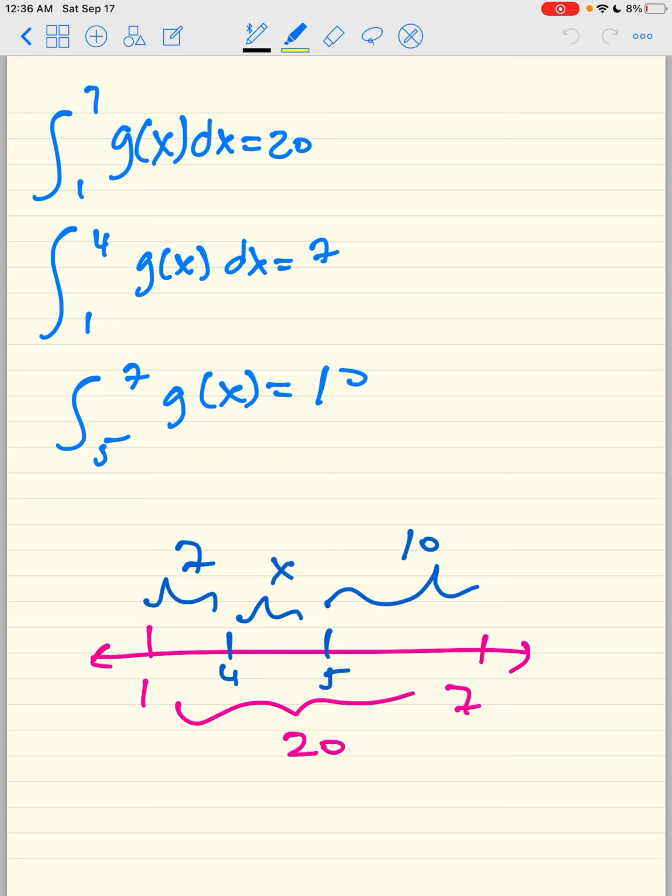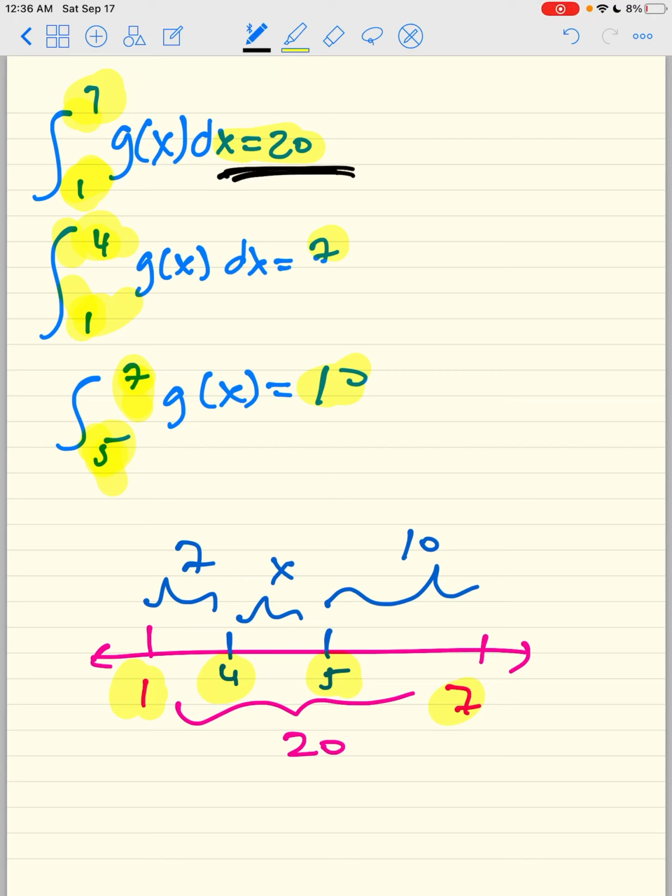Okay, the next part is the area. The area from 1 to 7 is 20, the area from 1 to 4 is 7, and the area from 5 to 7 is 10. So what I like to do is I like to take every single one of these bounds and make it on a number line. 1, 4, 5, 7.